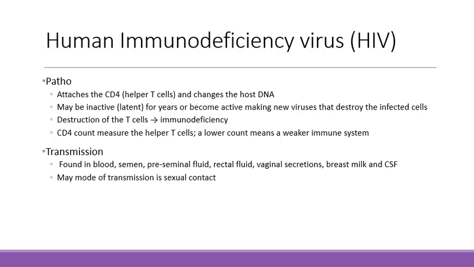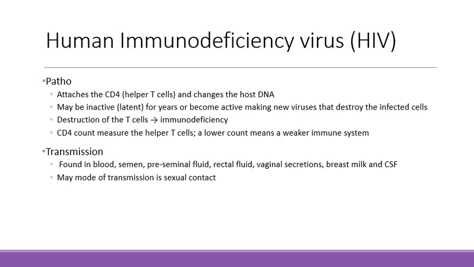So the body does make some antibodies against this HIV protein somewhere between 6 weeks and 6 months after infection. And that is why if you're tested early, sometimes those test results may not show any antibodies. Antibodies does not mean that you're immune, because that's not how this works. The piece that's interesting with HIV is that it can be inactive or latent for many, many years, or actively start making new viruses that destroy the infected cells. So that's where it gets really tricky.